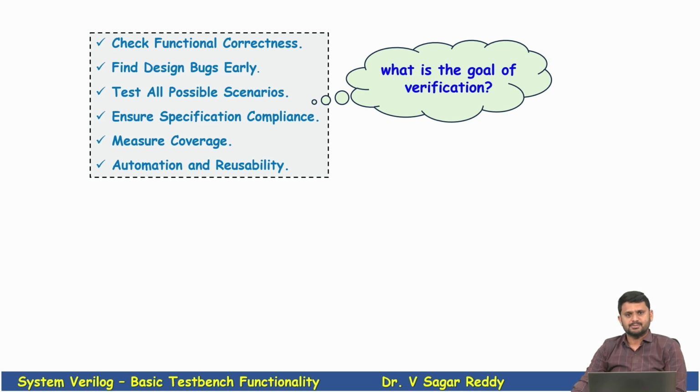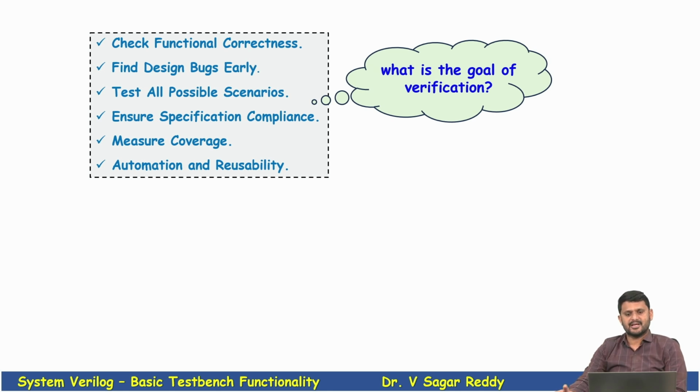The next one is to ensure specification compliance. The design must follow all the rules given in the specification or standard. For example, if you are verifying a communication protocol like AXI or UART, the DUT must strictly follow the protocol's timings and behavior.